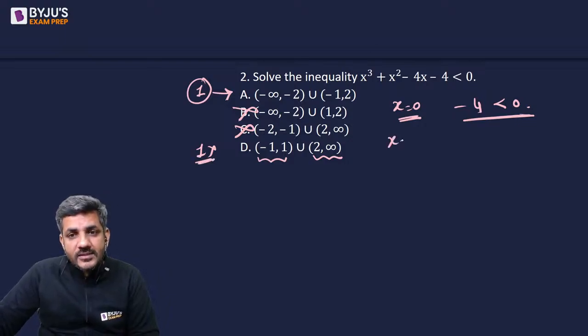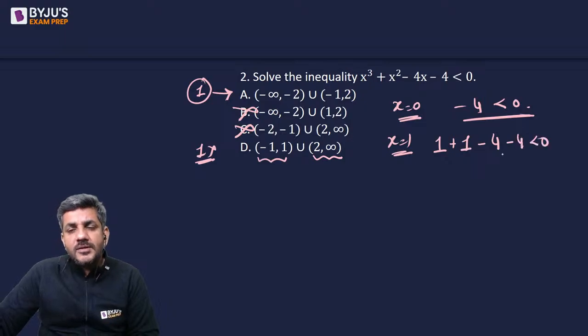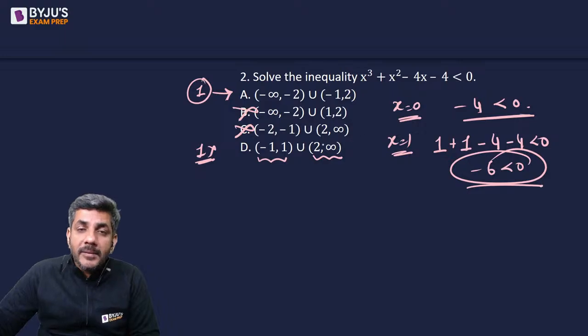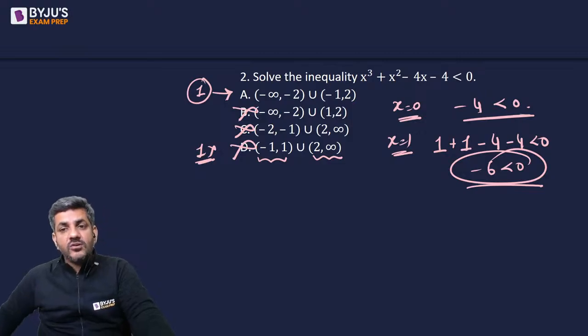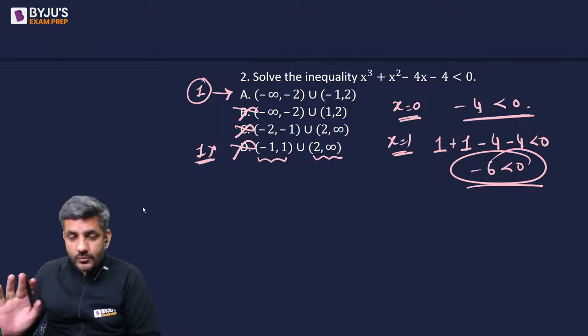Let's try to put x is equal to 1 now. Putting 1, I get 1 cube, that is 1, plus 1 square which is 1, minus 4 into 1, that is minus 4, minus 4. It gives me 2 minus 8, minus 6. This is also satisfied. So 1 also satisfies. That straight away means option A is the right answer for us. So yes, Music Core and Krish Modi, they both had given the correct answer for this question.